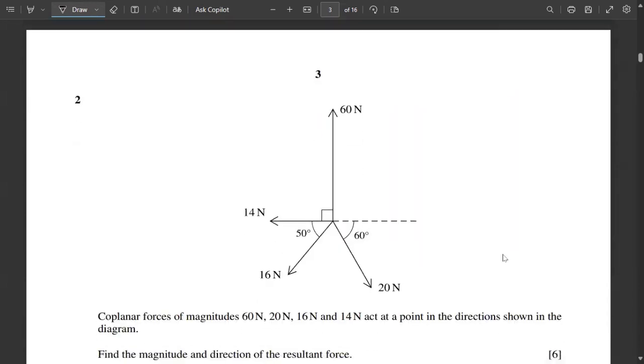Let's move to the second question. Coplanar forces of magnitude 60 Newton, 20 Newton, 16 Newton, and 14 Newton act at a point in the directions shown. Find the magnitude and direction of the resultant force. Very easy question. Full 6 marks are very scoring.